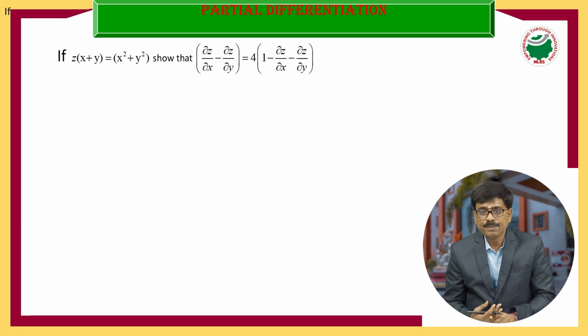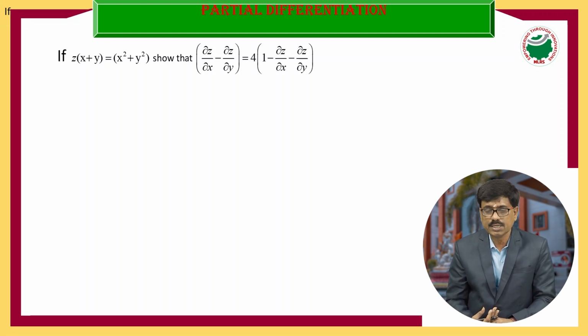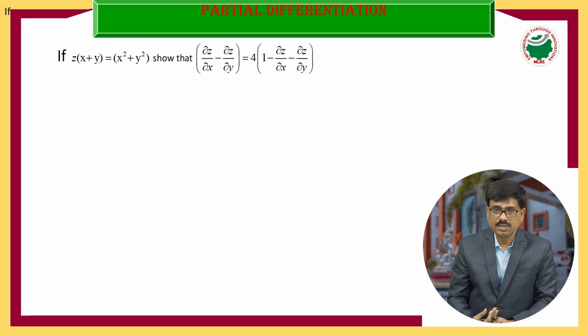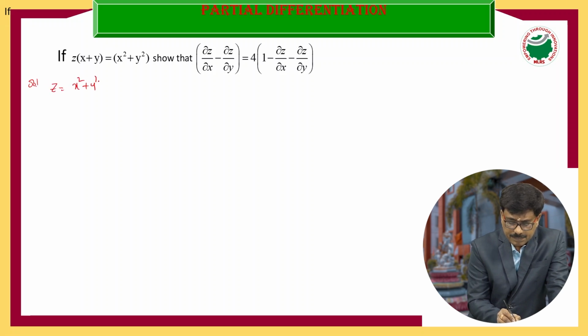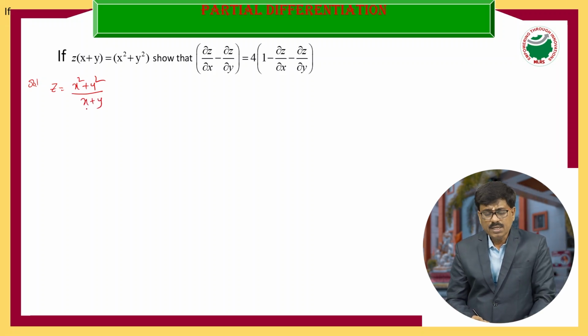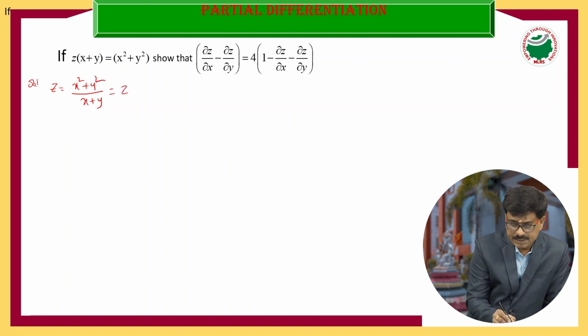We need to verify both the results, whether the first order partial derivatives are equal or not. Okay. Let me write the function first of all. z equal to what? (x² + y²) divided by (x + y). See here, z is a function of 2 variables.